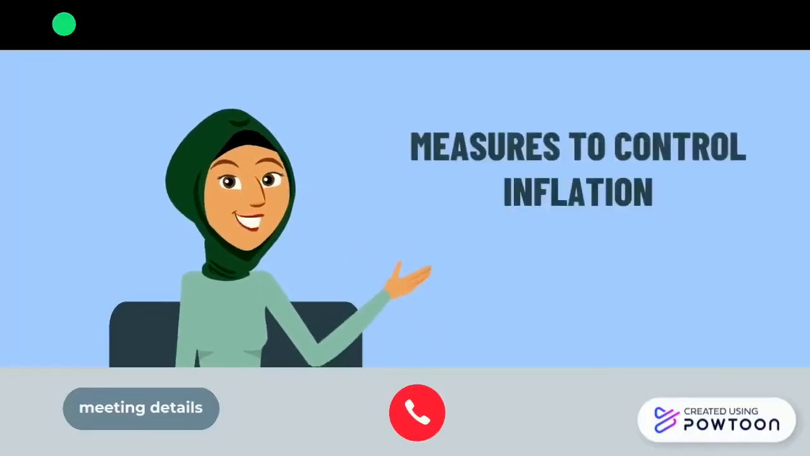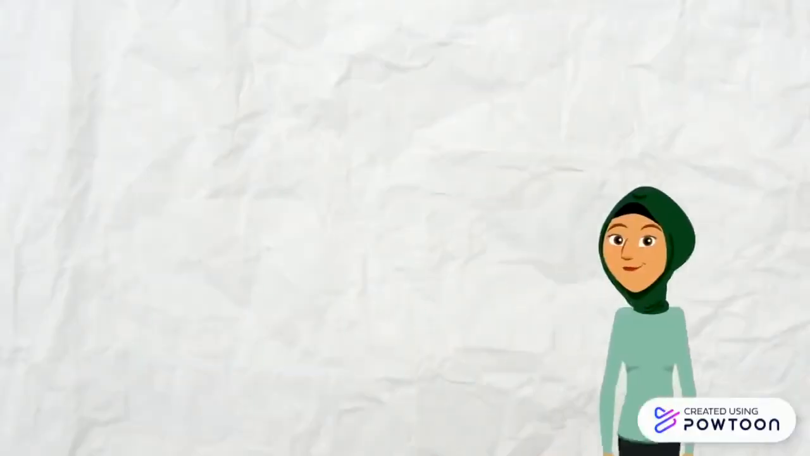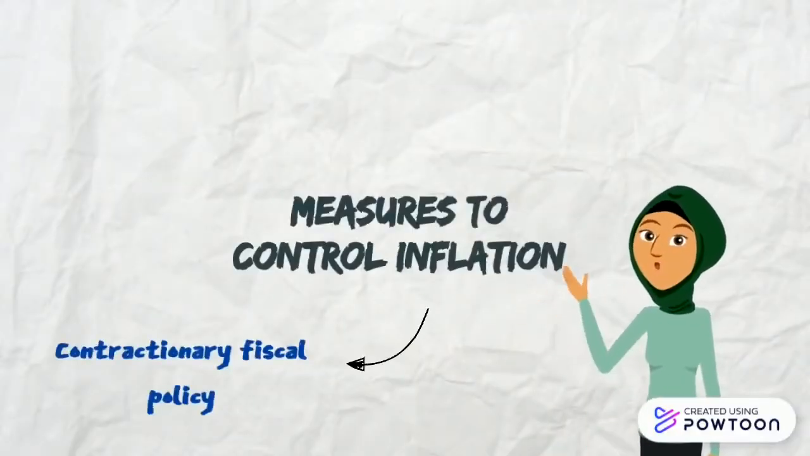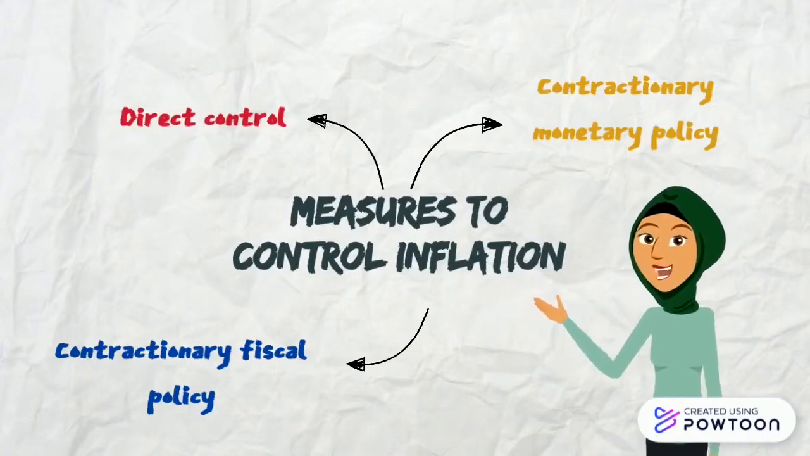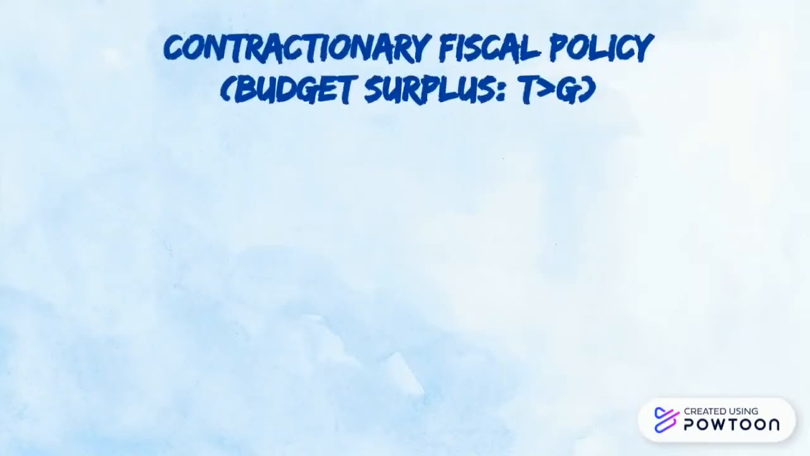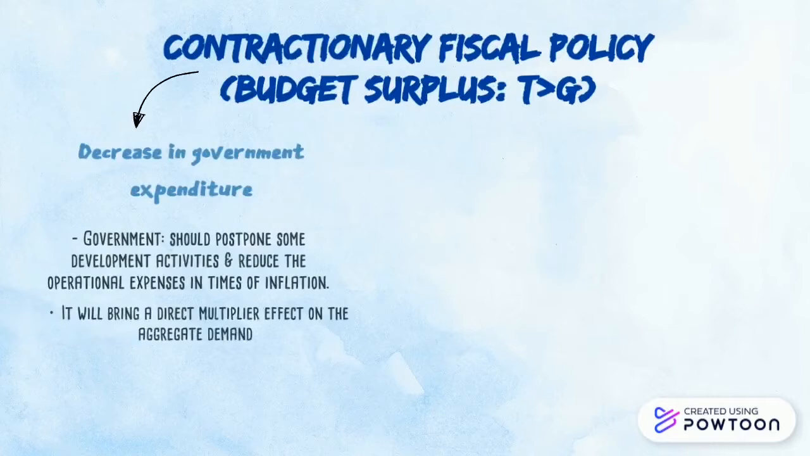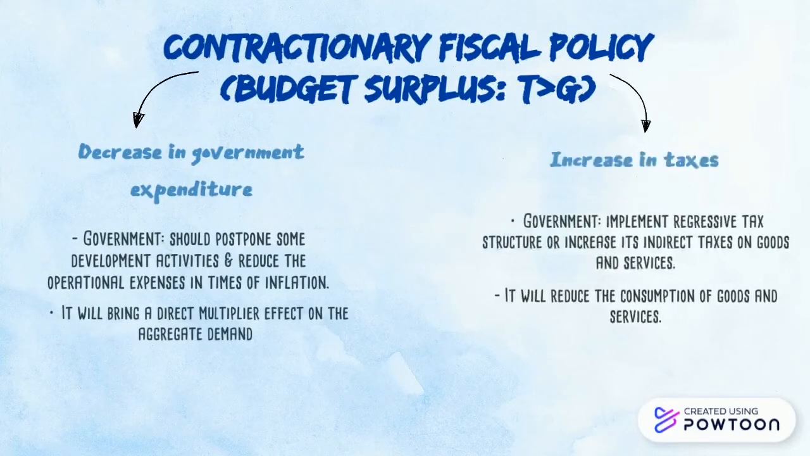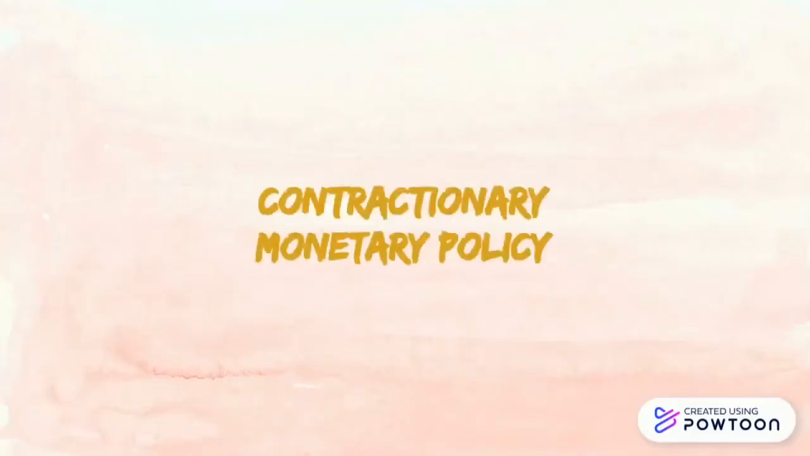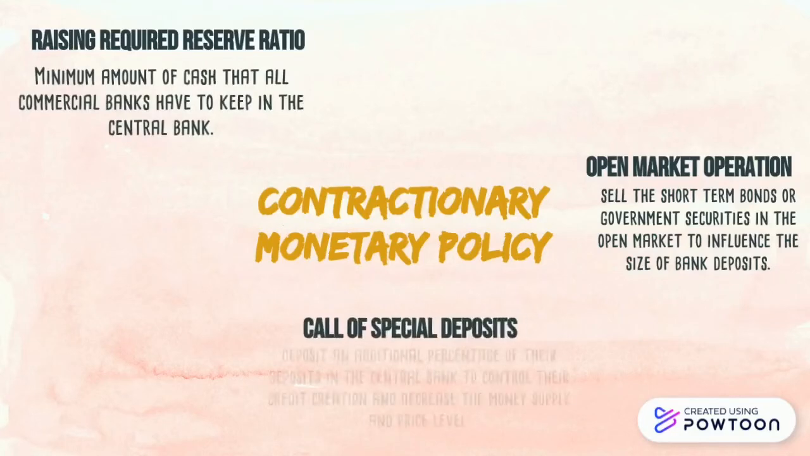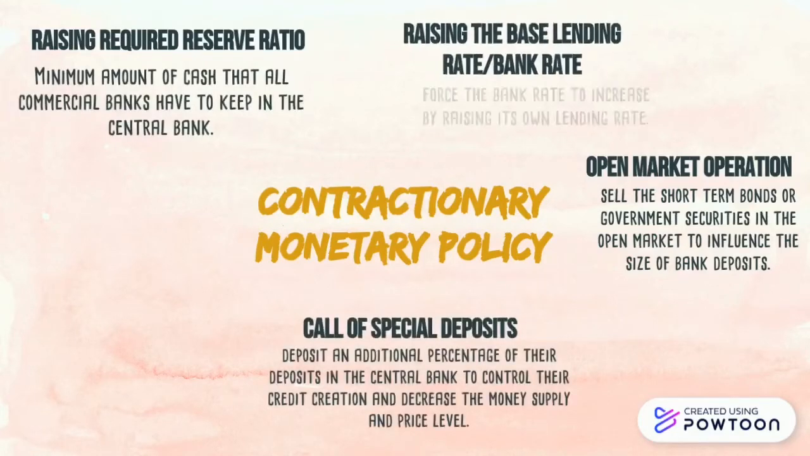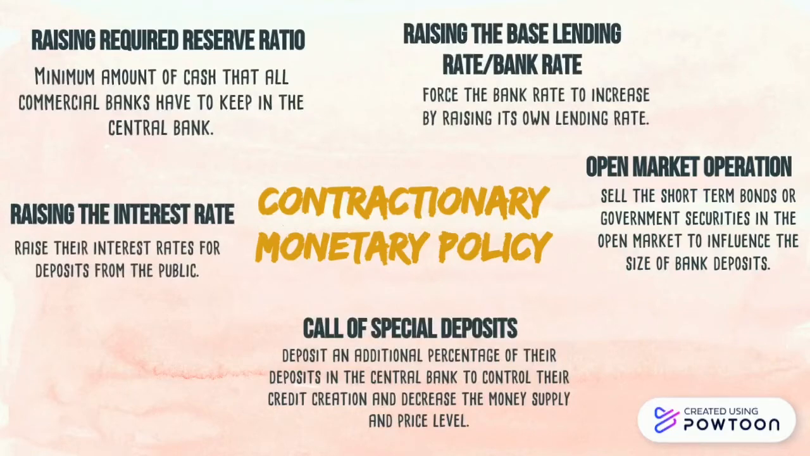Next, measures to control inflation. A government can use either contractionary fiscal policy, contractionary monetary policy, or direct control to control inflation. The two tools of budget surplus are reducing government expenditure and increasing taxation to decrease the aggregate demand. The central bank reduces the money supply using open market operations, raising the required reserve ratio, calling off special deposits, and increasing the rate of interest, which decrease the aggregate demand.